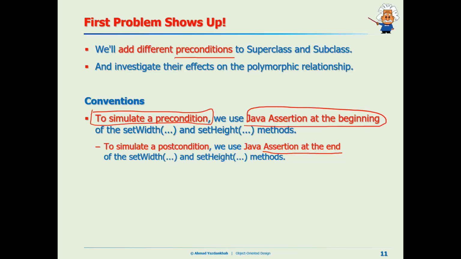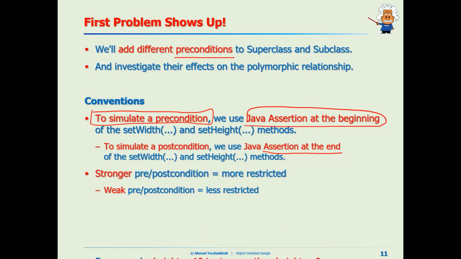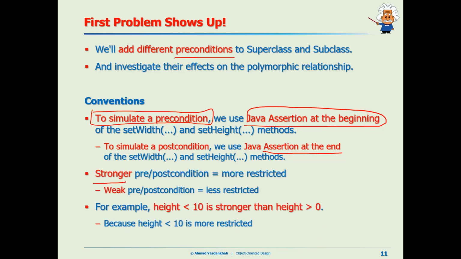Another convention we use is two idioms, stronger and weaker. When we use the keyword stronger for the precondition or postcondition, it means it is more restricted. What does it mean? For example, if I say at the beginning of the method height should be greater than 0, and if I say somewhere else that height should be less than 10, then since height less than 10 is more restricted than height greater than 0, we would say height less than 10 is a stronger precondition with respect to this one, right?